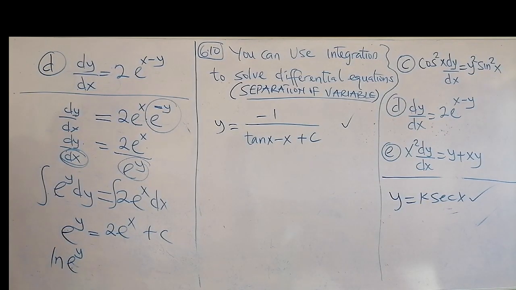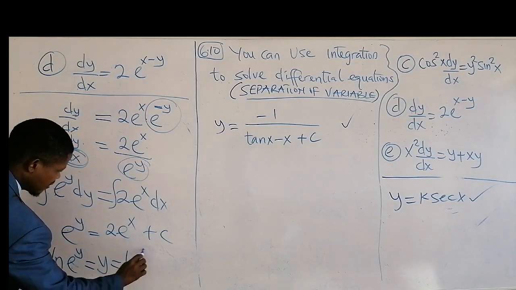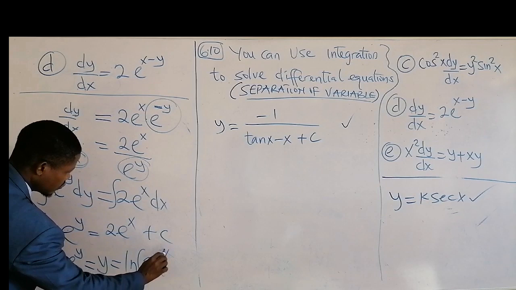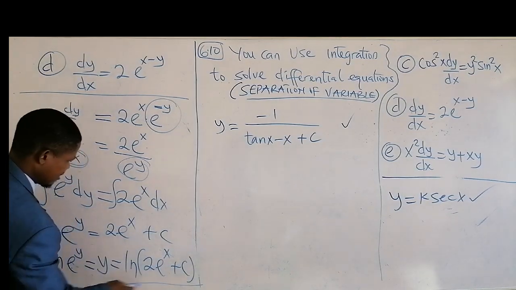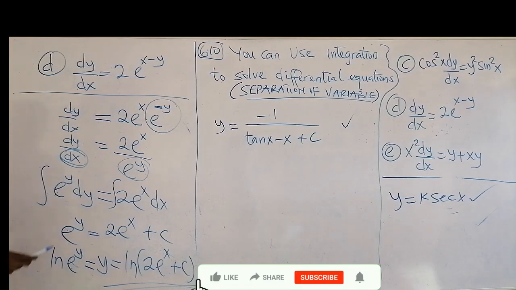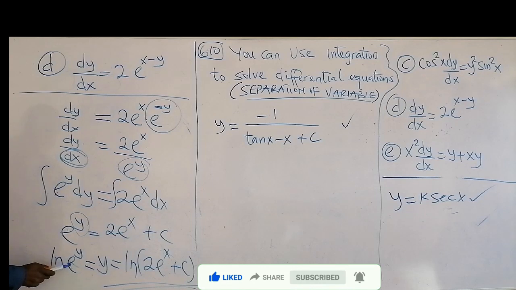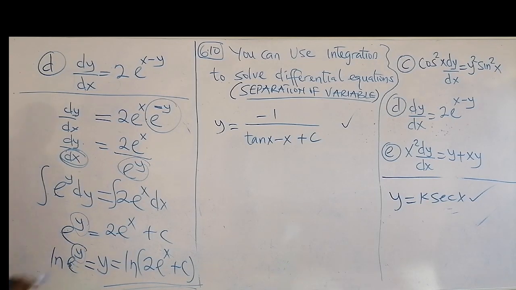Then if you want to find y now, we can take ln of that function, which will be equal to y. So y equals ln of this function. Okay, so that's the answer for that. If you have an exponential function to the power y and you want to find this y, you just take the ln of both sides. The ln of an exponential will give you the exponent.